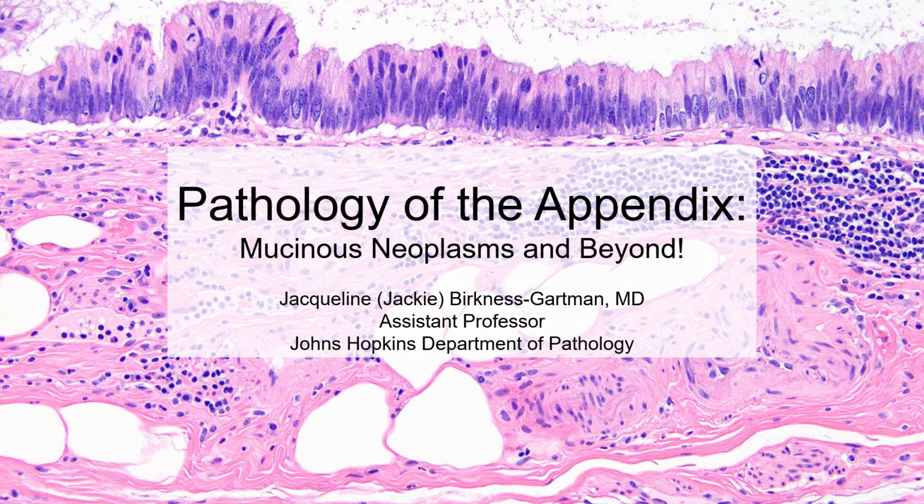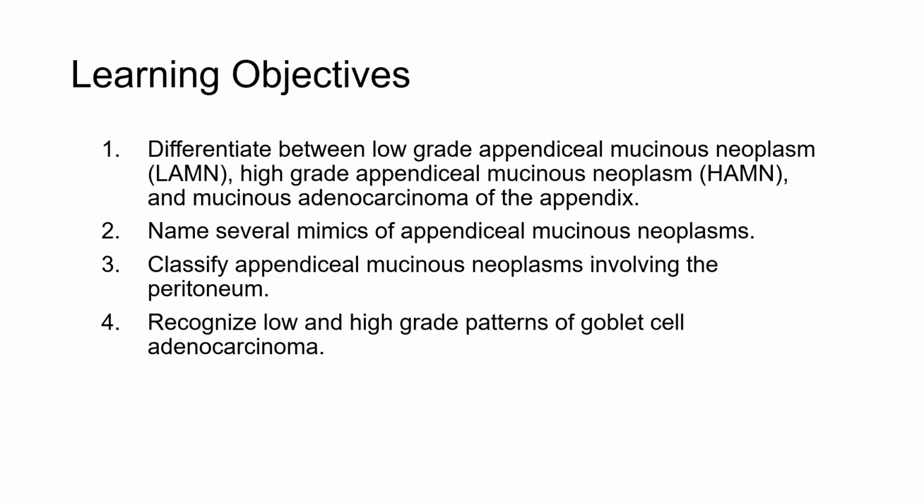I'm a GI and liver pathologist at Johns Hopkins, and today I'm going to be discussing pathology of appendiceal neoplasms. I'll start by going over the criteria for low-grade appendiceal mucinous neoplasm, or LAMN, high-grade appendiceal mucinous neoplasm, or HAMN, and mucinous adenocarcinoma of the appendix.